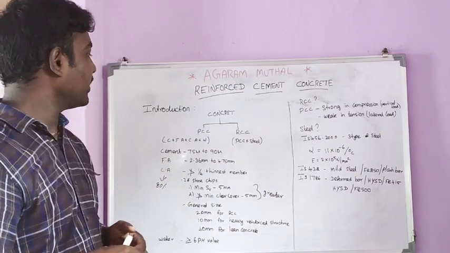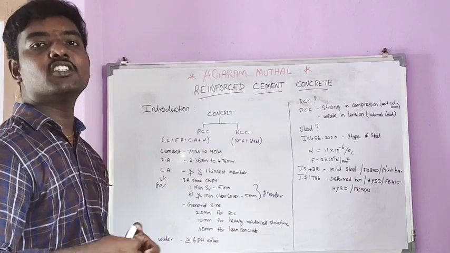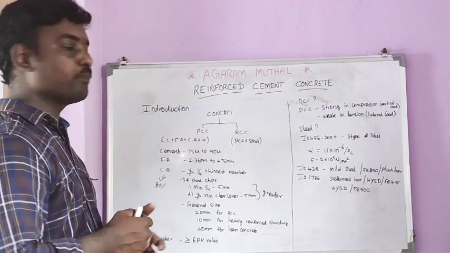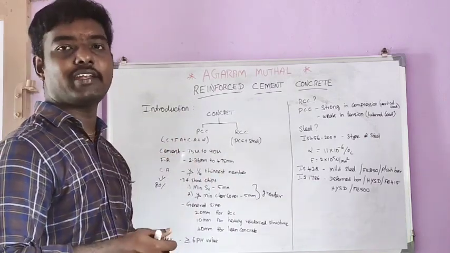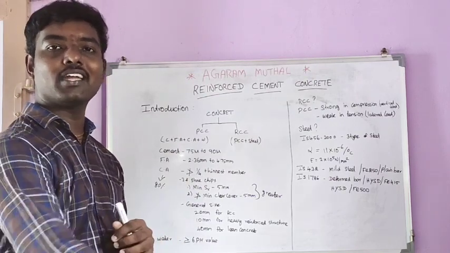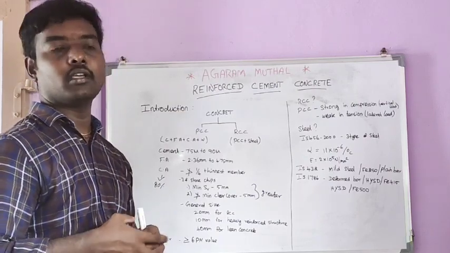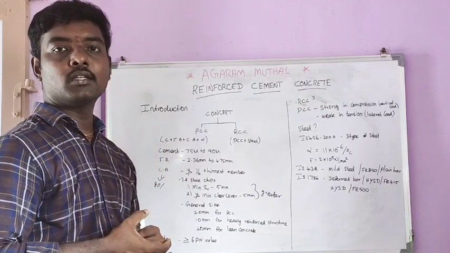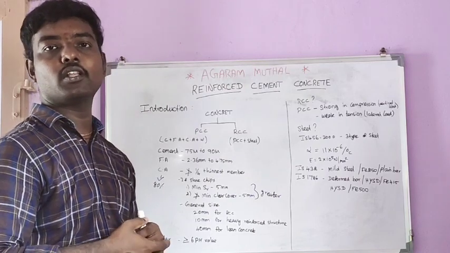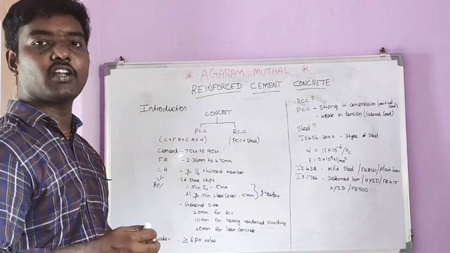First, in PCC, the most important ingredient is cement. It is also called the binder, which binds all the ingredients of concrete. Cement size should be 75 to 90 micron. If it exceeds 90 micron, segregation happens. If it is less than 75 micron, it requires much more water, which gets evaporated during the curing time. So we should keep the size of the cement at 75 to 90 micron.